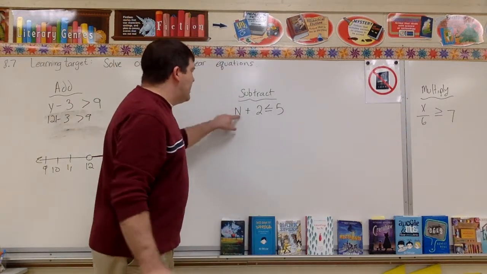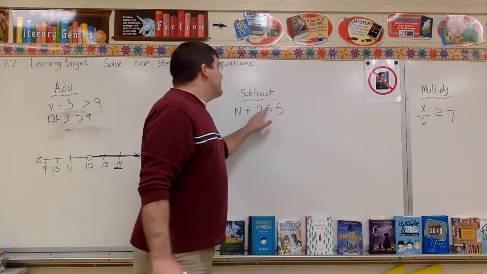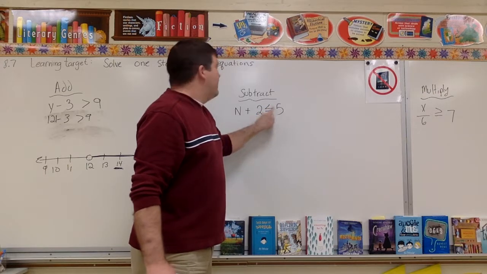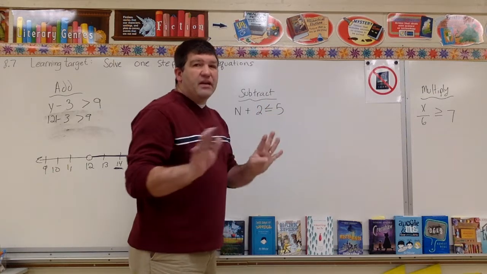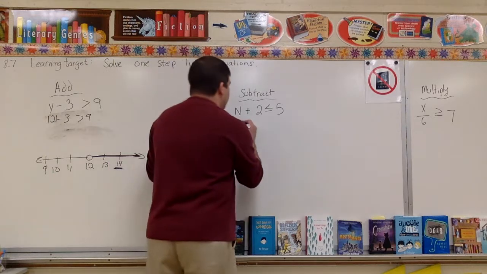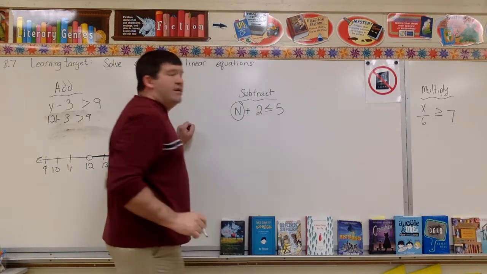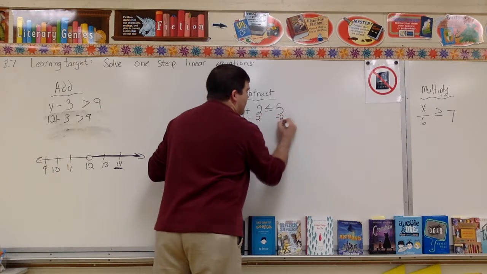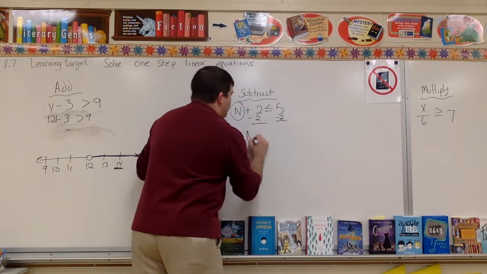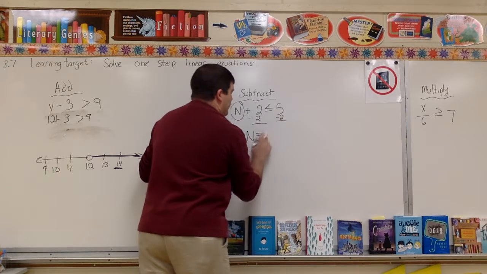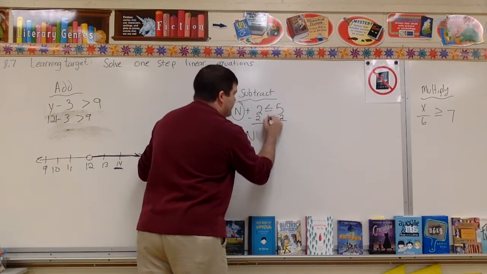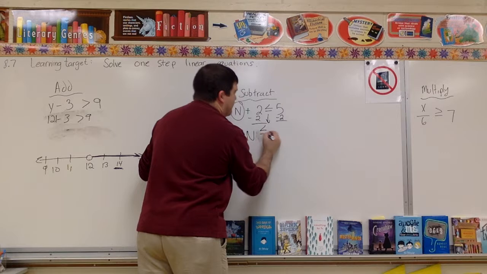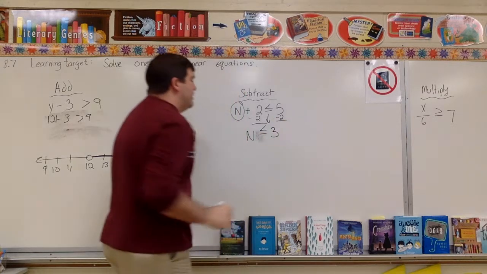So subtraction: n plus 2 less than or equal to 5. I treat this just like an equal for now. So I want to find out what n is. I have a plus 2 here, so I subtract 2 from each side. That gives me n, not equals, I bring this down, n is less than or equal to 3.